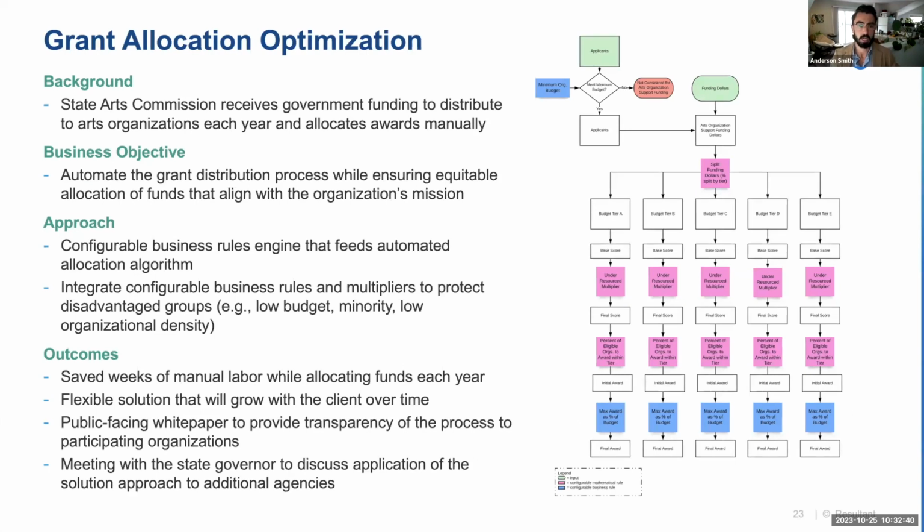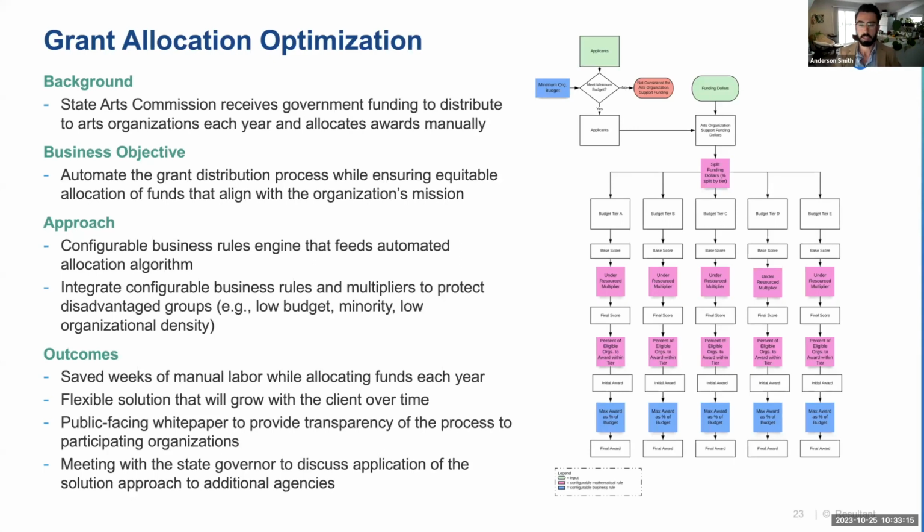They came to us, and essentially what they do is they receive government funding to distribute to arts organizations each year. And their current business process was they had a bucket of funds. So say they had $100 in funds. Of course, it was much more than that, but just to keep numbers simple here, say they had $100 in funds, they would then get arts organizations across the state that would apply to them and say, hey, this is our mission, this is what we do, we'd like to receive some of your funding to support our organization.